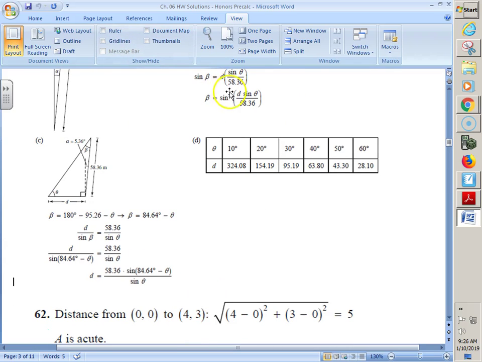So I'm moving down just a little bit. Letter B, the final formula is right here. Letter C, the final formula is right here.